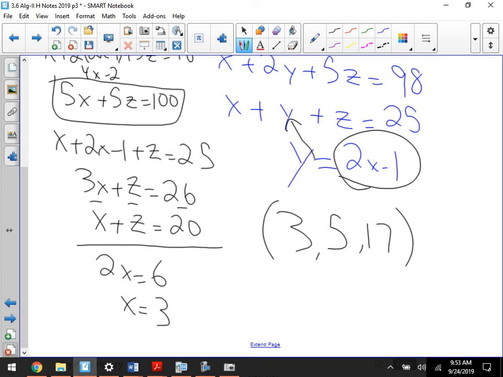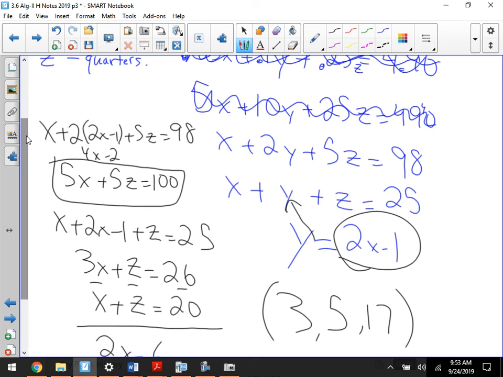Oh no, I'm talking about the top. So it's the top. Oh, okay. Yeah. Same idea. I took this value of 2x minus 1. Shh, guys. 2x minus 1, I substituted in here. So I have x plus 2 times the quantity 2x minus 1. So I got 4x minus 2. So x and 4x is 5x. Brought the 5z over. The negative 2, I added to the 98. Okay. That's okay. It happens.